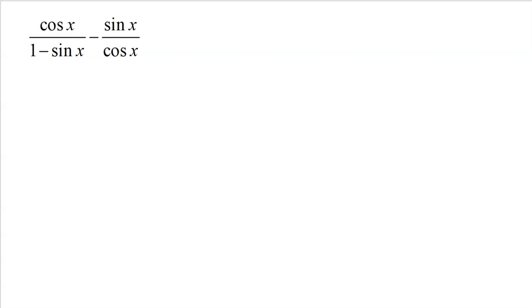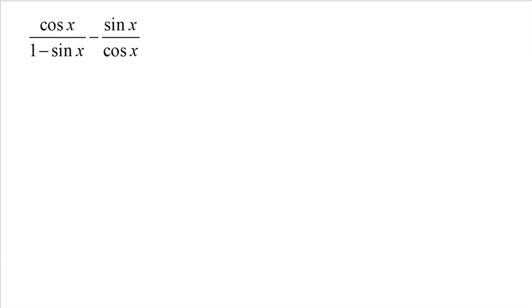All right, so again, number 1 strategy is look for squares and 1s. I don't see any squares. I see a 1, but it's not with the sine squared. I wish that was 1 minus sine squared, but it's not. It's 1 minus sine. And sorry, the Pythagorean identities only work with squares.